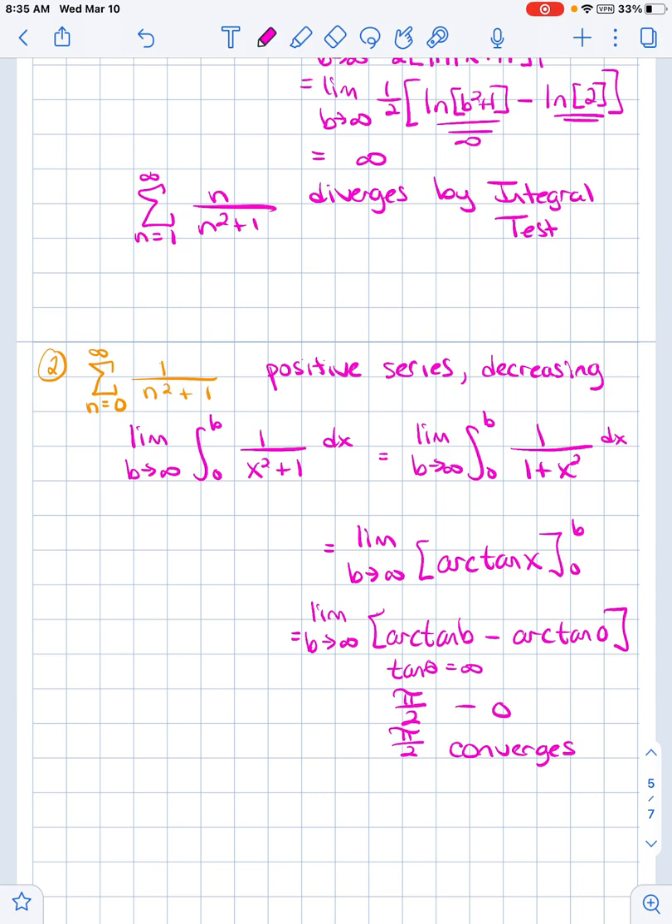So we know that this integral converges because we got a constant value. Therefore, the sum will also converge. So we'd say the sum of 1 over n squared plus 1 converges by the integral test.